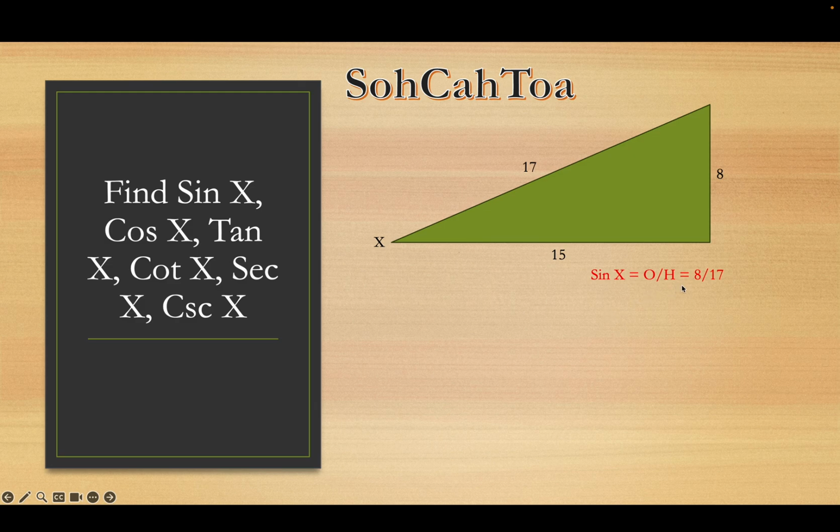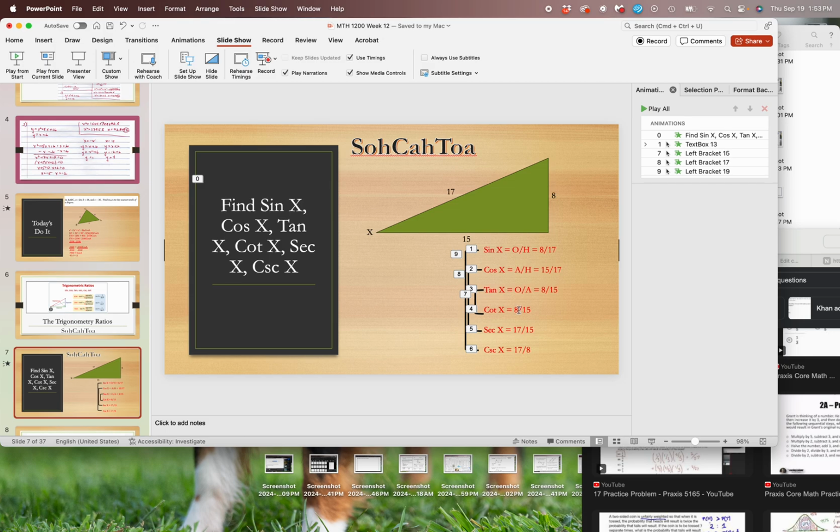The sine is opposite over hypotenuse, so the opposite is 8, the hypotenuse is 17. The cosine is adjacent over hypotenuse, that makes 15 over 17. The tangent is the opposite over adjacent, which makes 8/15. Now, the cotangent is the reciprocal of the tangent. Ooh, that should say 15/8. Let's do a correction here.